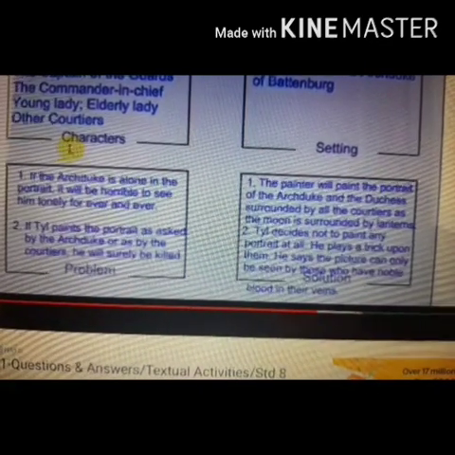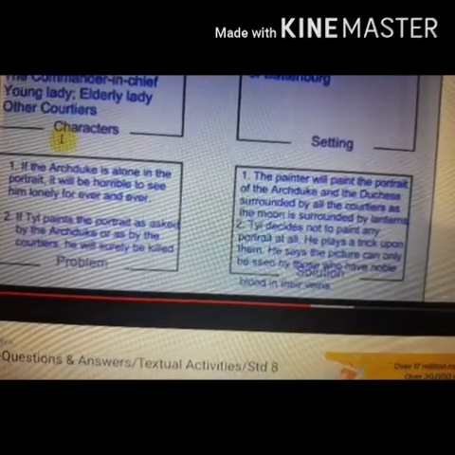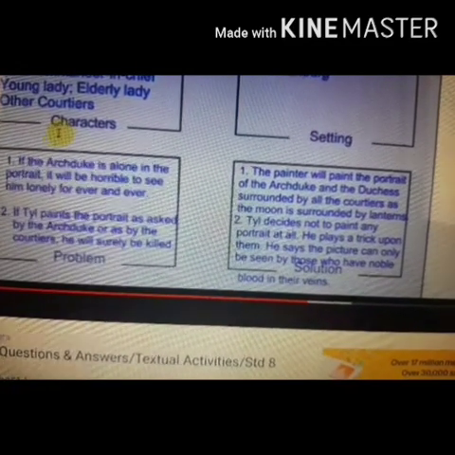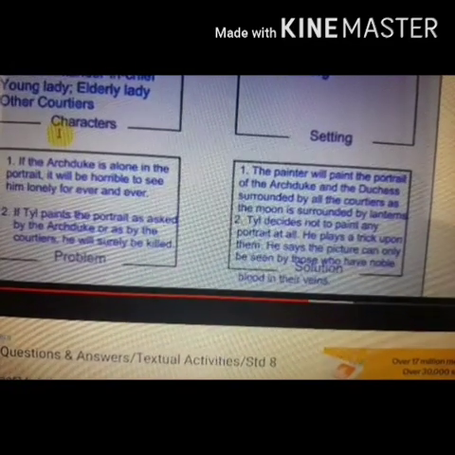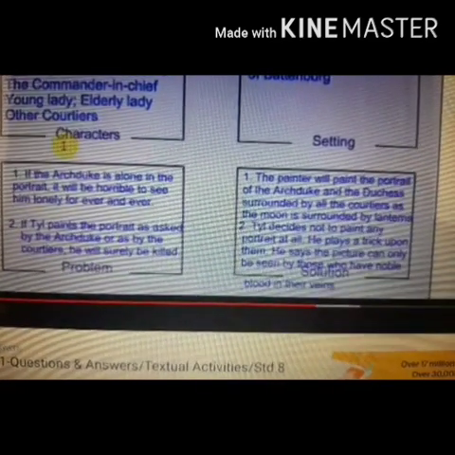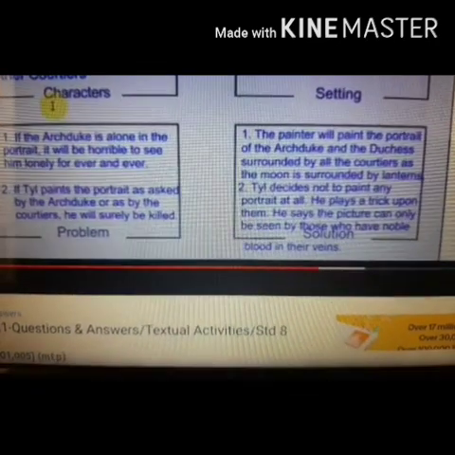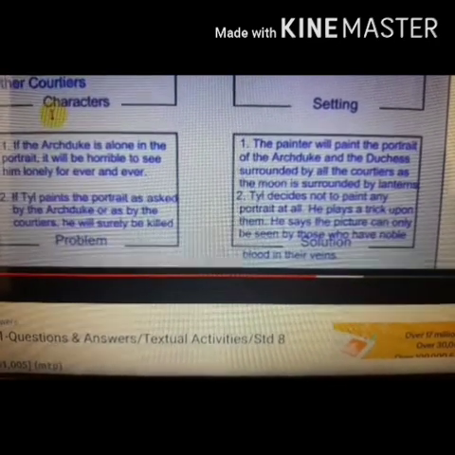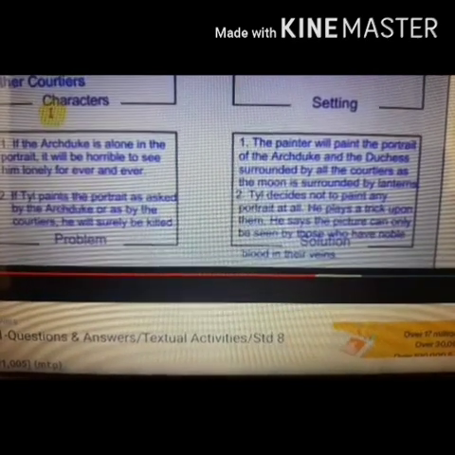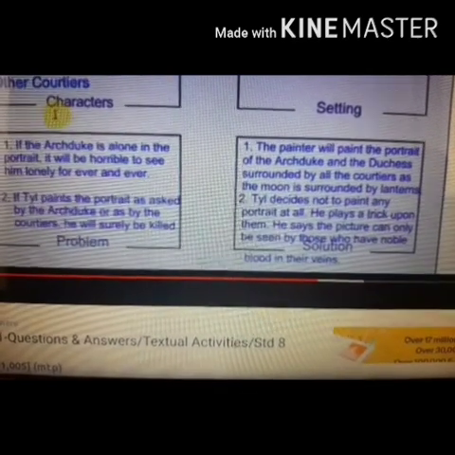And the solution is here. 1. The painter will paint the portrait of the Archduke and the Duchess surrounded by all the courtiers, as the moon is surrounded by the lanterns. 2. Till decided not to paint any portrait at all. He plays a trick upon them. He says the picture can only be seen by those who have noble blood in their veins.